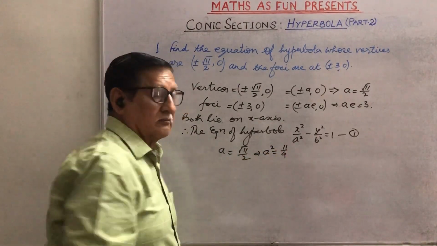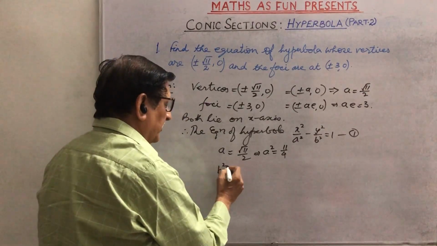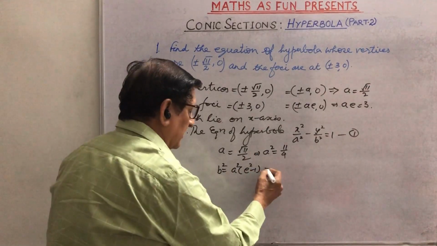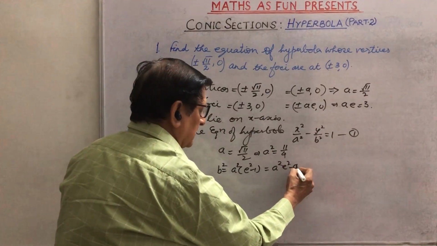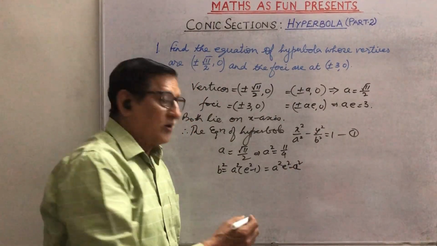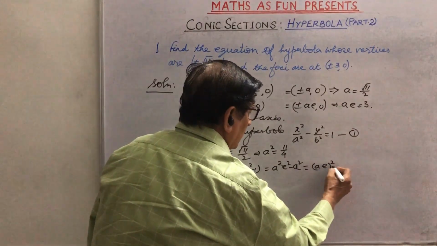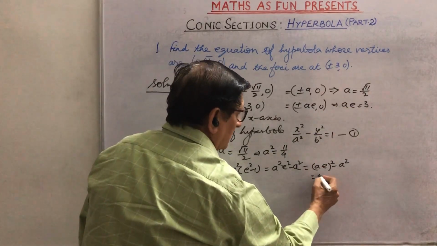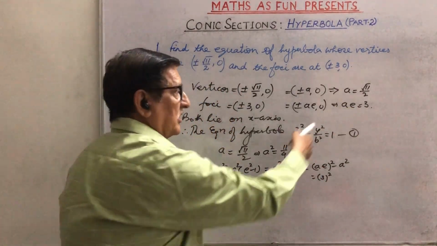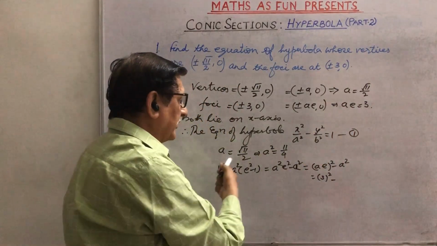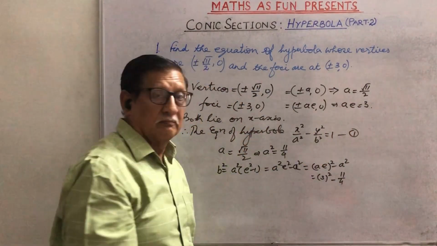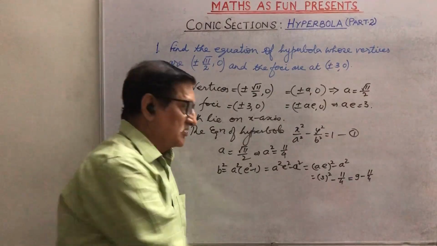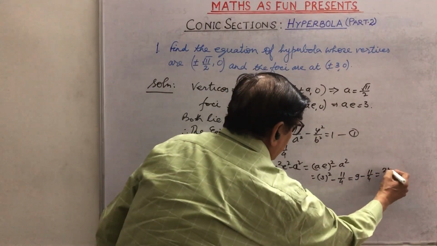11 by 4. To find out b square, we know the formula b square is a square into e square minus 1. Or we can write this as a square e square minus a square. Or we can write this as ae whole square minus a square. What is ae? We know it is 3. So this is 3 square minus a square. A is root 11 by 2 and a square is 11 by 4. Is it 9 minus 11 by 4? This is 4 9 are 36 minus 11, 25 by 4.